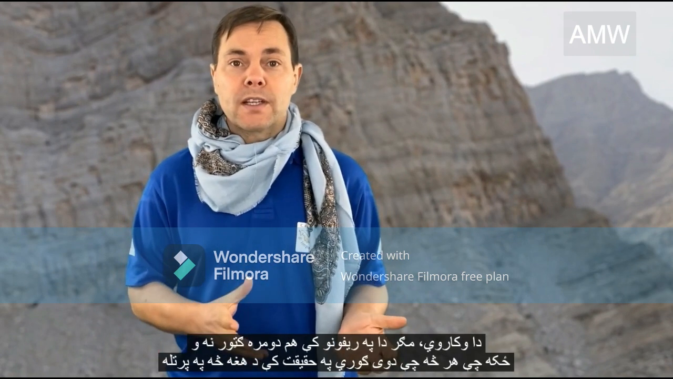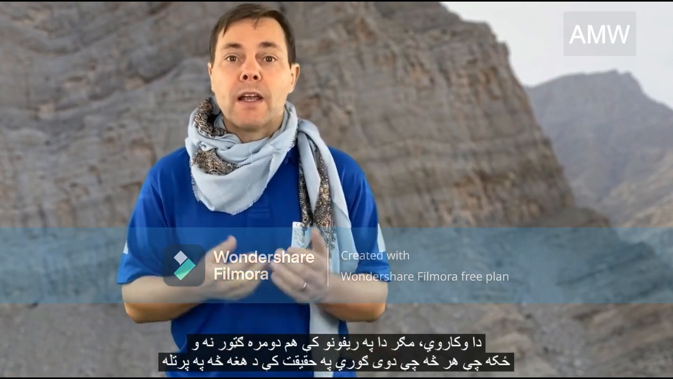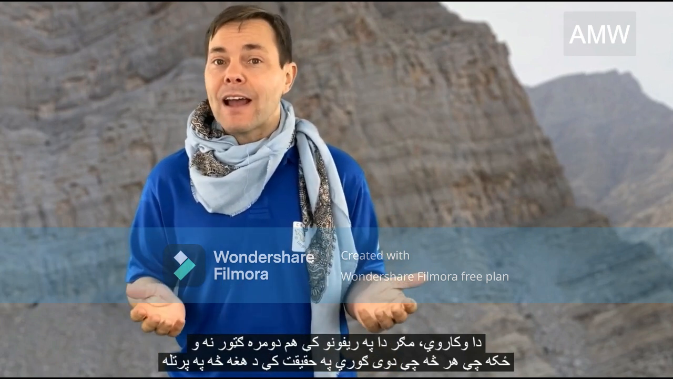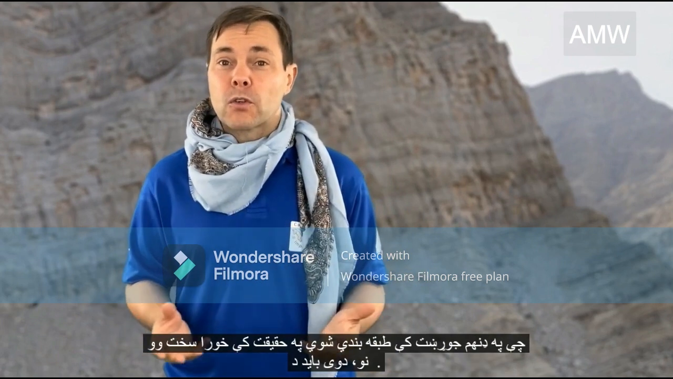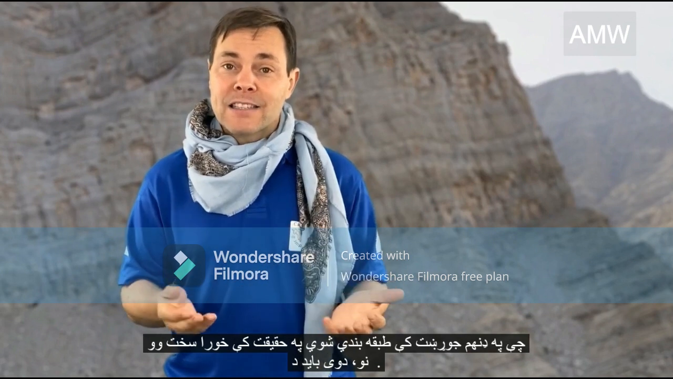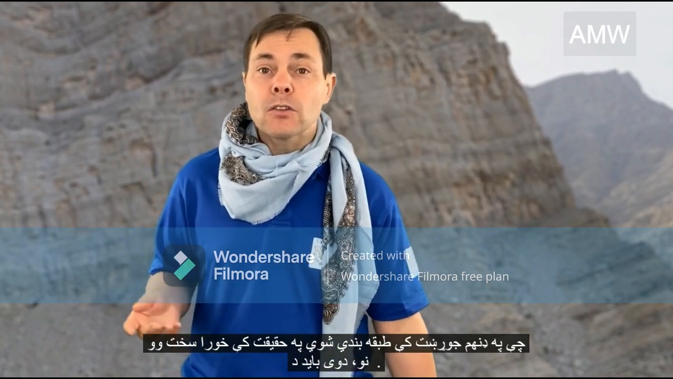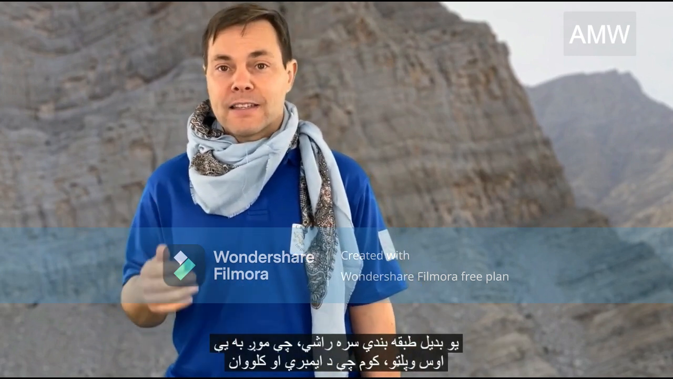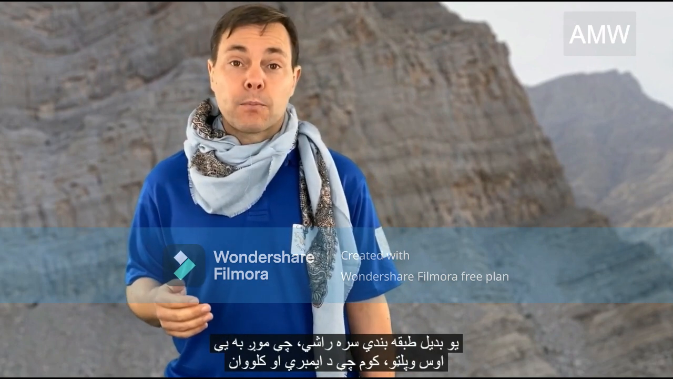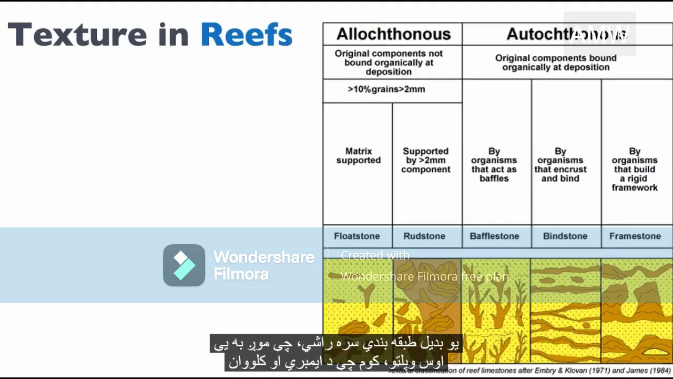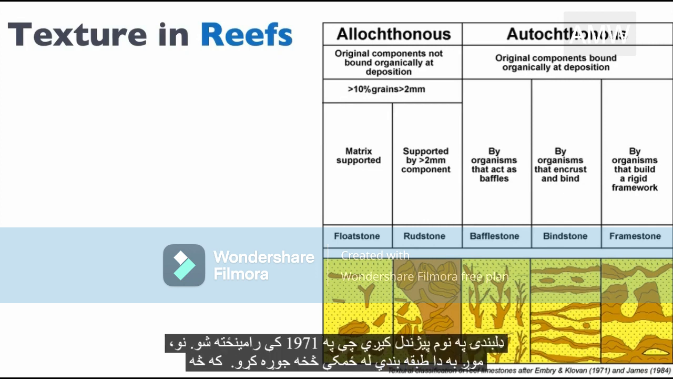They wanted to use it, but it was also not so useful in reefs because everything they looked at was actually much coarser than what is typically classified in the Dunham texture. So they had to come up with an alternative classification that we will explore now, which is known as the Embry and Klovan classification that came out in 1971. So we'll build this classification from the ground up.